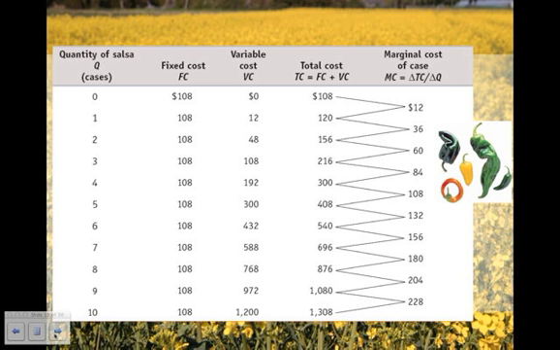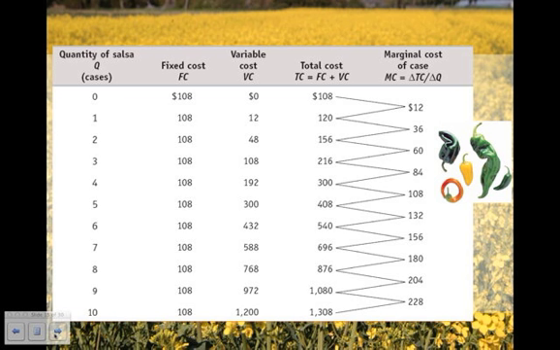So if I go from 1 to 2 cases of salsa, it was 120. Going to the second one's 156. Well, what's the difference between those? Well, it's $36. Or if I go from 2 cases to 3 cases, what's the difference in total cost? Well, then it's going to be $60 and so on. So that's your marginal cost.